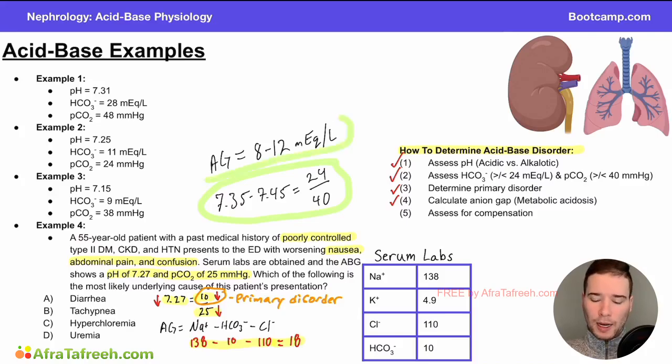And remember, what is our normal range for an anion gap typically? That is up here: a normal anion gap is 8 to 12 milliequivalents per liter. So is this outside of that range? The answer is yes. So this patient has an elevated anion gap metabolic acidosis.